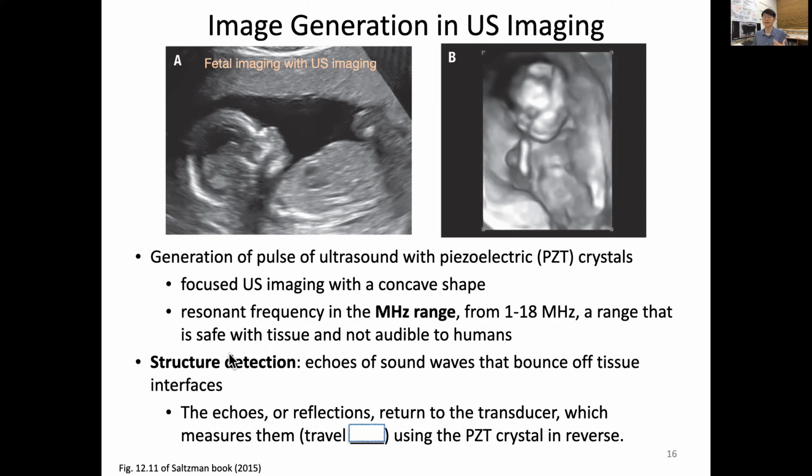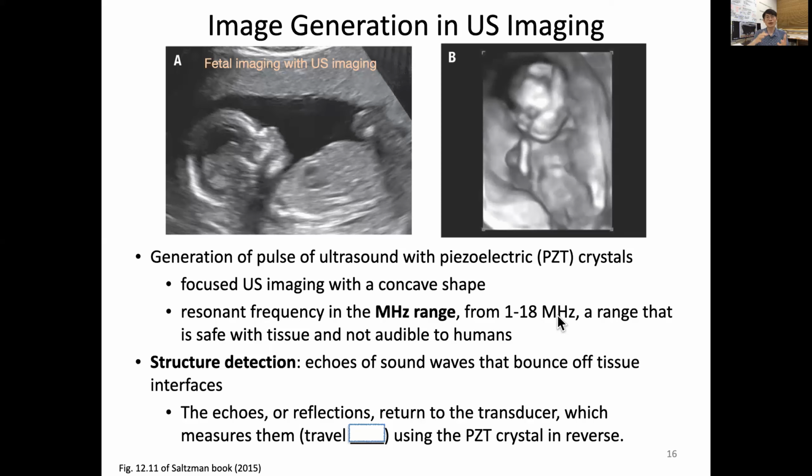The range is safe with tissue and not audible to humans, because our audible range is about 20 to 20 kilohertz, not this megahertz range. And another important thing to understand is that a higher frequency usually gives higher energy, while that higher energy gives you a better resolution. Our tissue, in general, responds to higher frequency with a lower penetration.